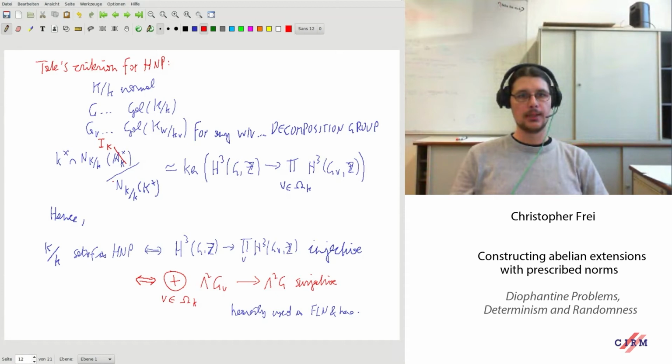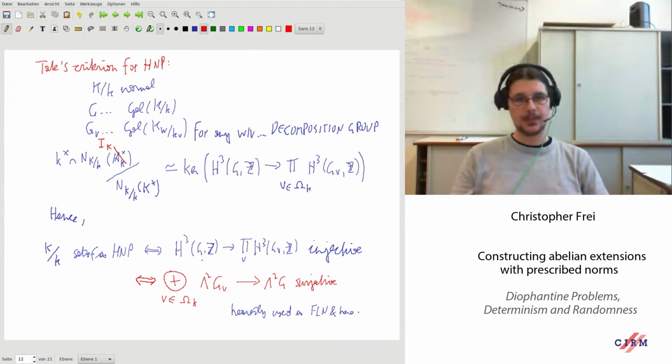So to satisfy the Hasse norm principle means that this group is 0. In other words, your extension K over little k satisfies the Hasse norm principle if and only if this map here is injective.